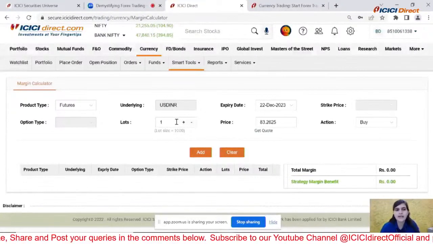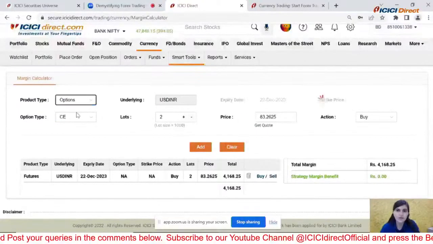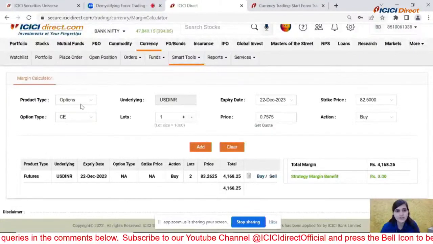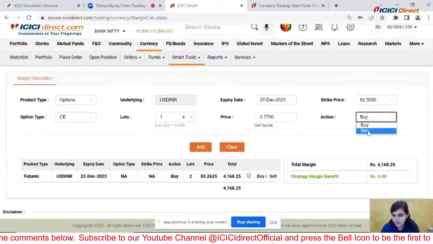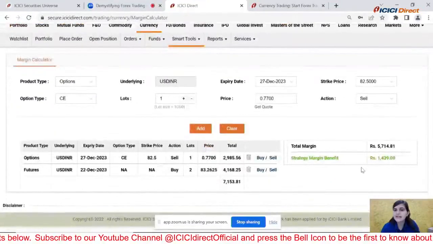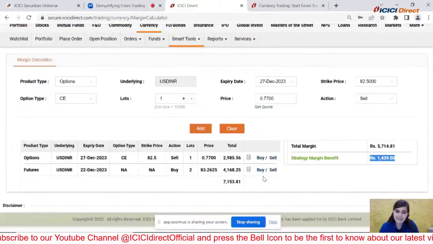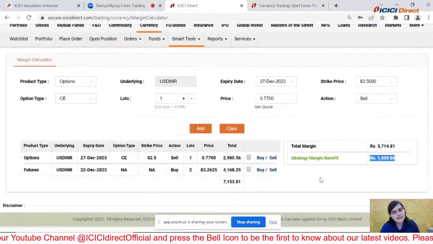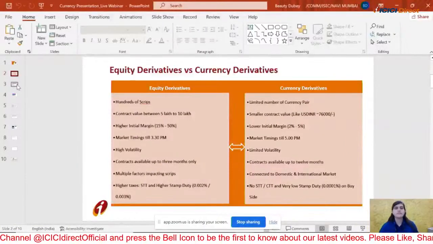And if you want to create any strategy, if you have any strategy in your mind, you want to sell something, or you have a buy position, long position in futures, and you want to sell another contract, say you have taken options on USD and want to sell it, you can again calculate what is the strategy benefit you will be getting. If you are creating a strategy, you will have to pay less margin because it's a strategy, not a naked position. You can calculate your strategy benefit from here.